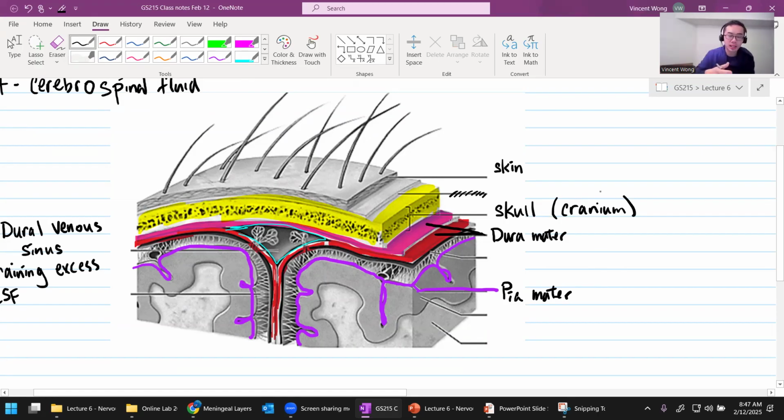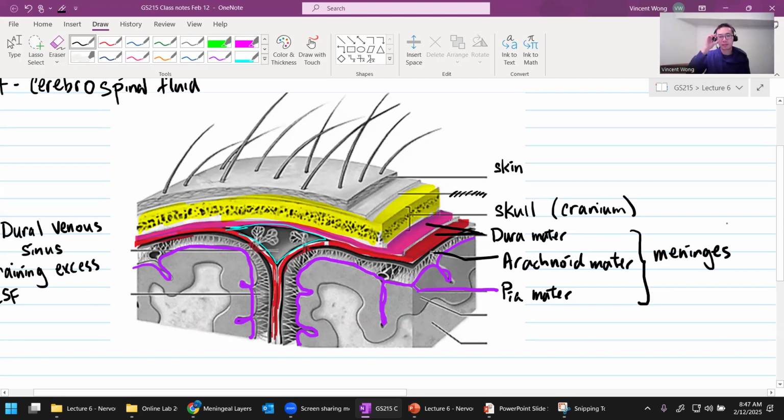In direct contact with the brain. The description is in the PowerPoint slides, so I'm not going to write it again. Direct contact with the brain or the spinal cord. Now, sandwiched between the dura mater and the pia mater is the arachnoid mater, the spider web looking thing. And these three things make up the meninges.